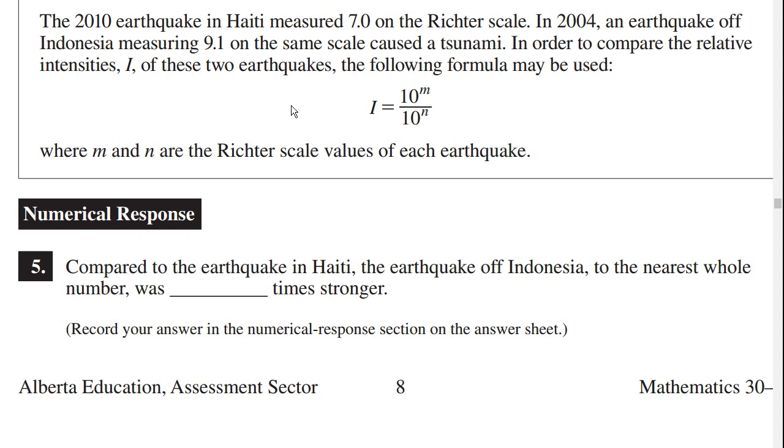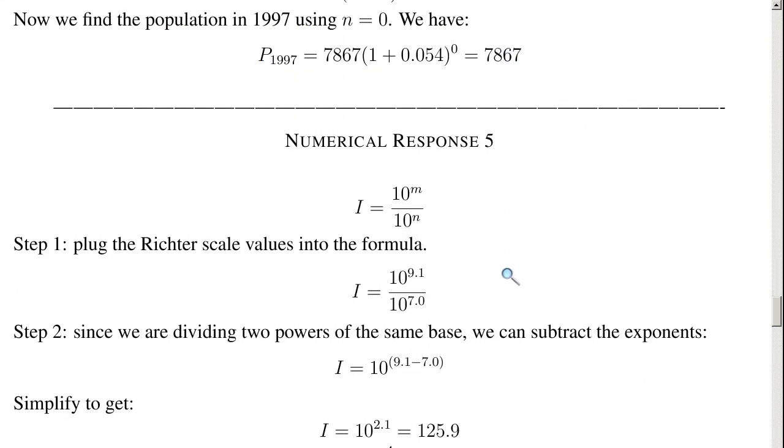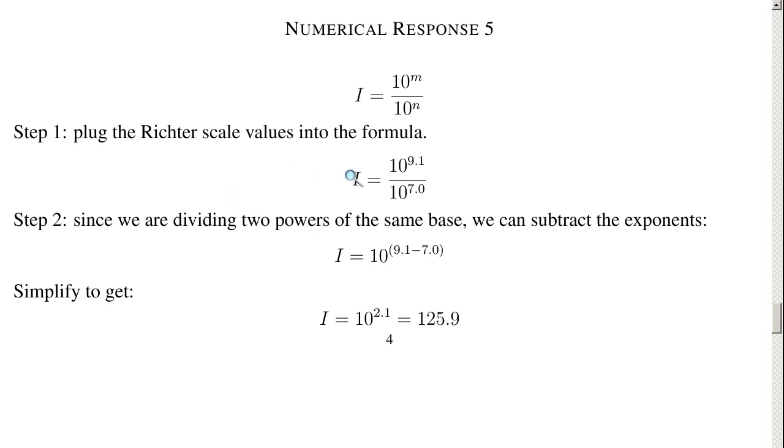Okay, so what they're asking for is the value of I. When M, the larger earthquake, is 9.1, so we put the 9.1 up here, and the less intense earthquake is the 7.0, so we put 7.0 in here. Step 1, plug the Richter scale values into the formula. Okay, so like I said, the M here is going to be 9.1, the N here is going to be 7.0.